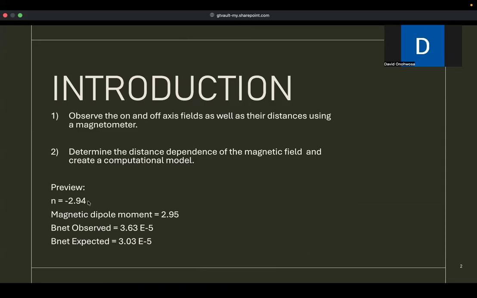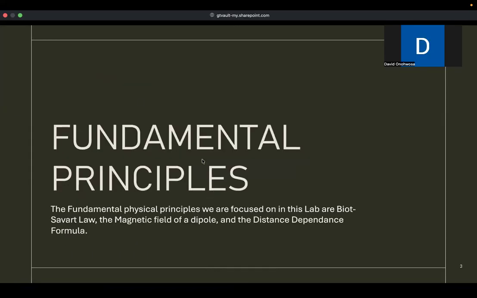And for our preview, I got the value of n to be negative 2.94, and I got the dipole moment to be 2.95. And then the observed B net was 3.63 times 10 to the negative fifth, and our expected was 3.03 times 10 to the negative fifth.